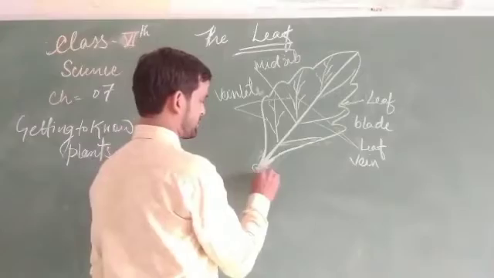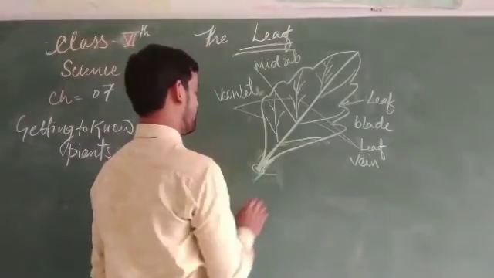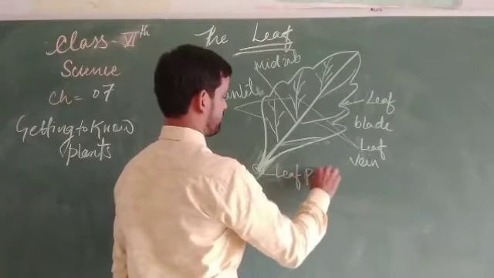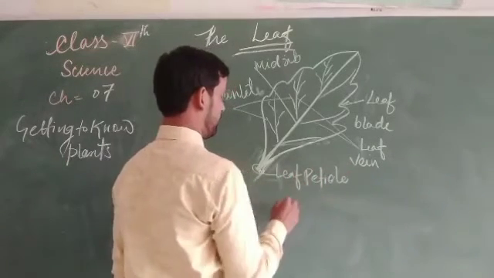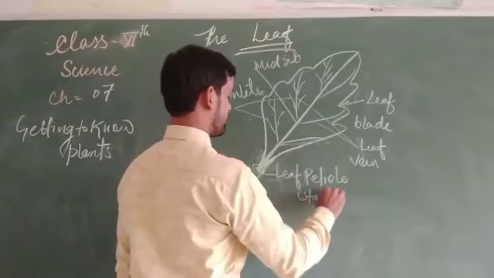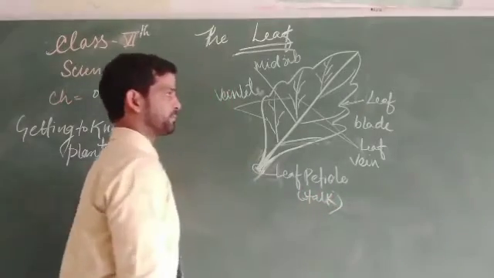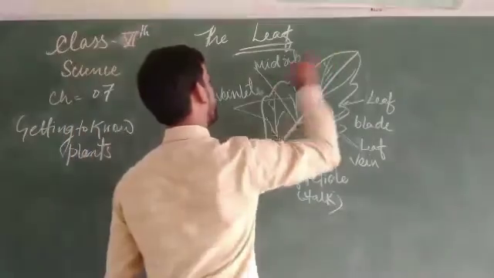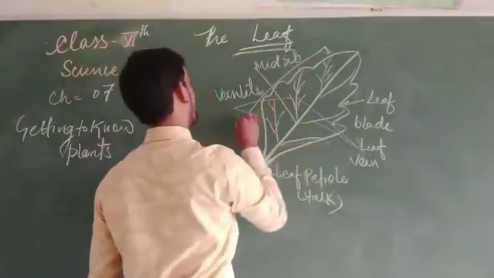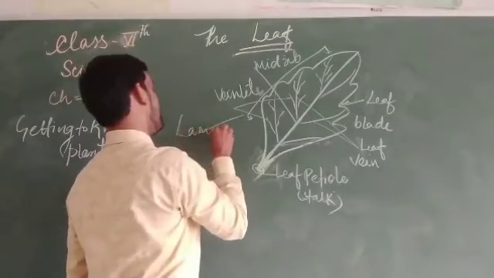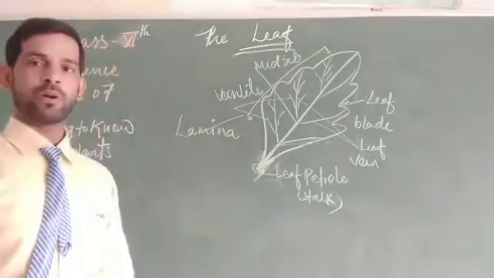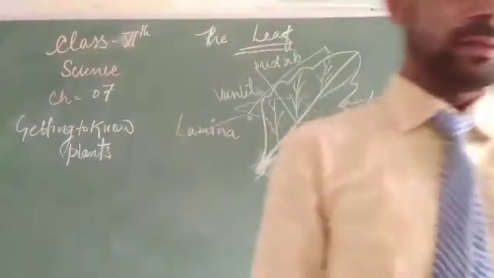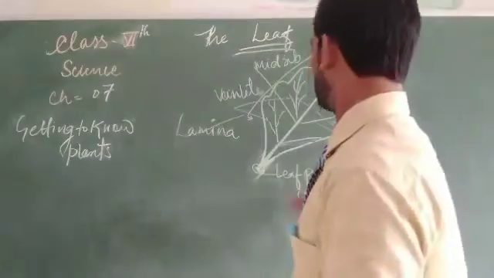And here you can see the leaf petiole. Petiole, or it is also called the stalk. And the total part from here to here is called the leaf lamina. This one is called the lamina. So these are all about the leaf.